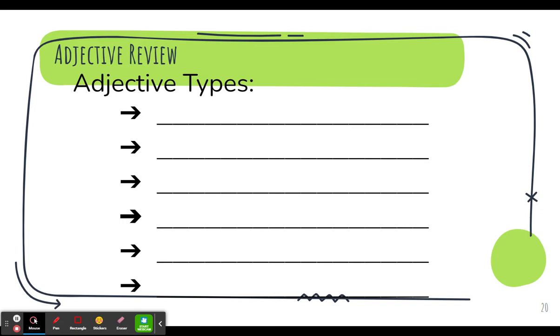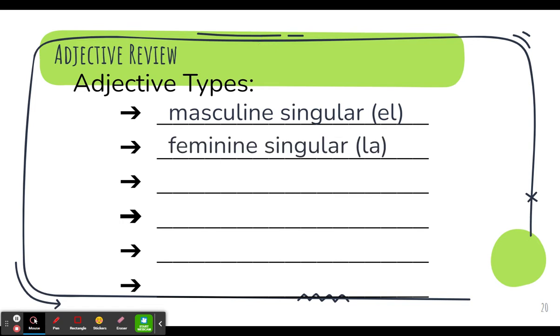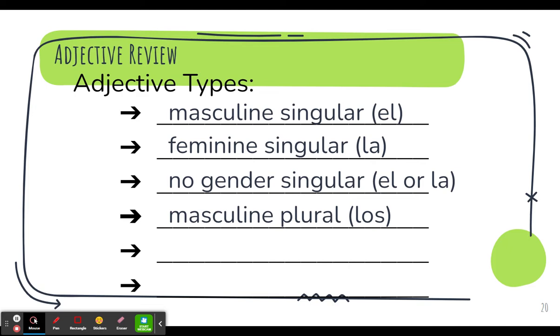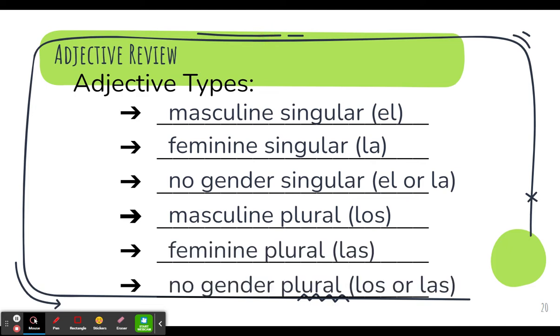So let's review the 6 different types of adjectives in Spanish. There are masculine singular adjectives, those describe el nouns. Feminine singular, those describe la nouns. No gender singular, those can describe el or la nouns without changing. There are masculine plural, feminine plural, and no gender plural.